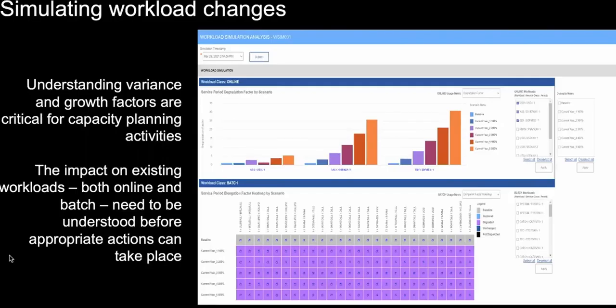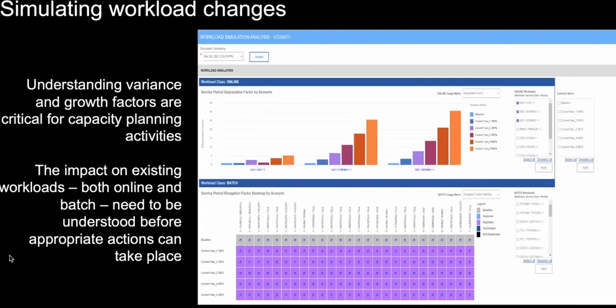Another example where you can take historical data and use it intelligently for capacity planning is in forecasting and simulation of workload growth. So when you're making changes, different workloads respond in different ways. Online workloads may experience performance degradation, such as when the volume of work increases, and that can lead to missed SLAs and operational problems. Batch workloads can take longer to complete, which in turn has an impact on other workloads if they're overrunning into peak business periods.